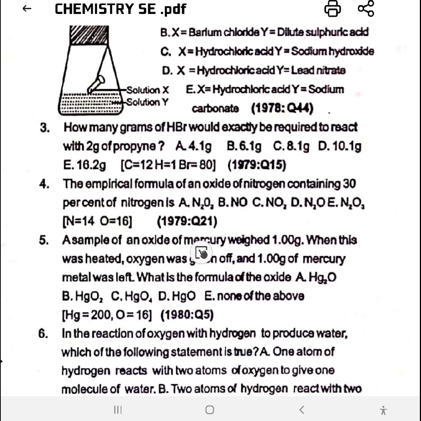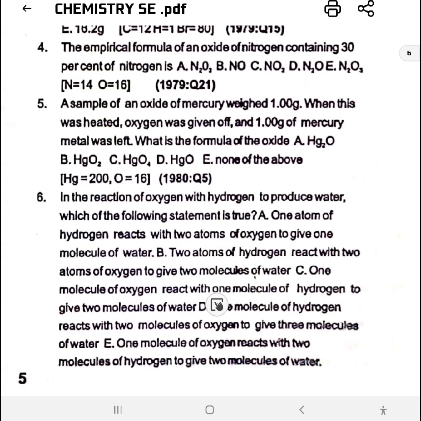A sample of an oxide of mercury weighed 1.00 grams. When this was heated, oxygen was given off and 1.00 grams of mercury metal was left. What is the formula of the oxide? Option E, none of them will be the formula of the oxide. This is because the entire oxide, meaning oxygen and mercury, is 1.00 gram, and they say when they heat that item, oxygen was given off and mercury is still 1.00 gram. So either the question was wrongly framed, or the answer would just be option E. We'll go to the next question.